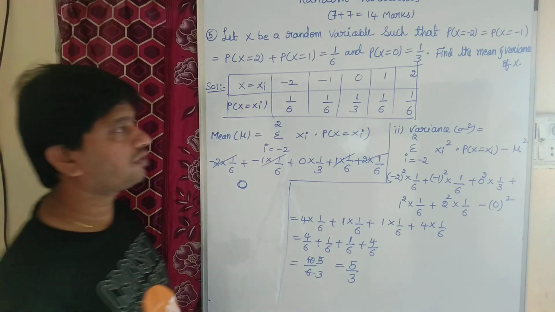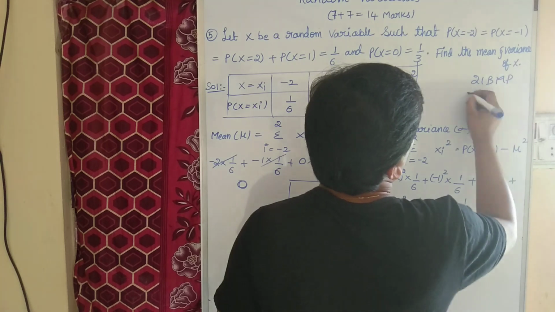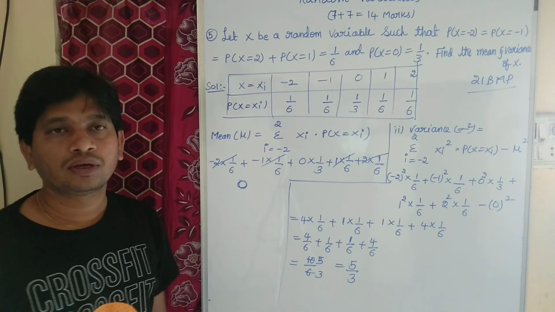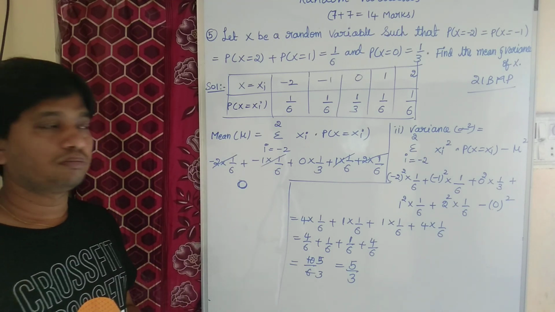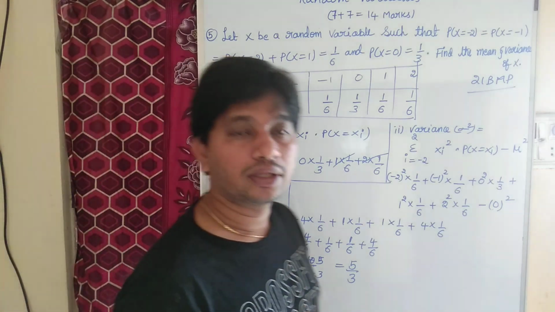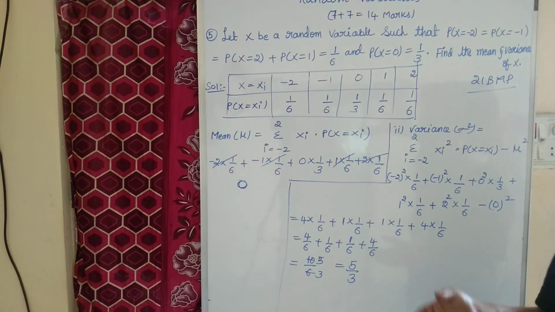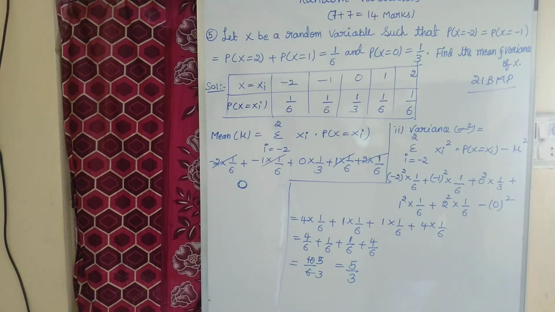Children, this is a 21 board model paper question. They are asking indirectly. The question is the same, but once you see the problem, you will get confused. But the method is the same, the same way you need to solve the problem, and the calculation part is also very easy. Okay, children. This is our fifth problem.